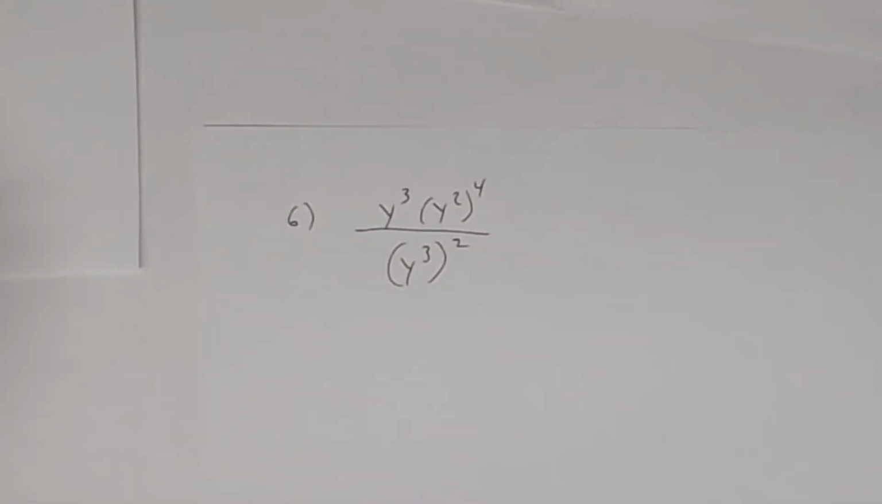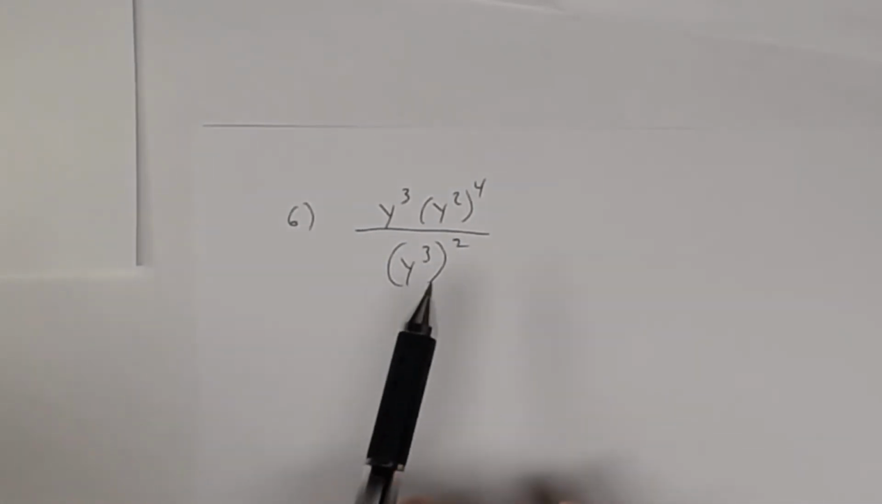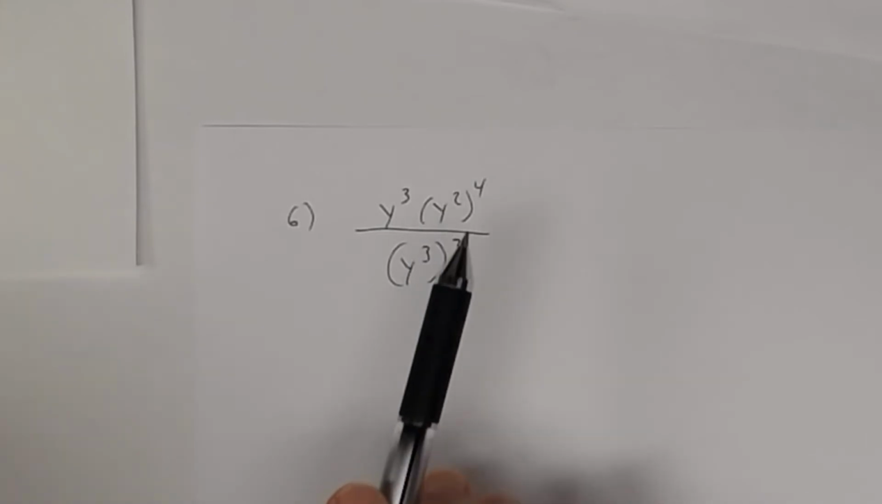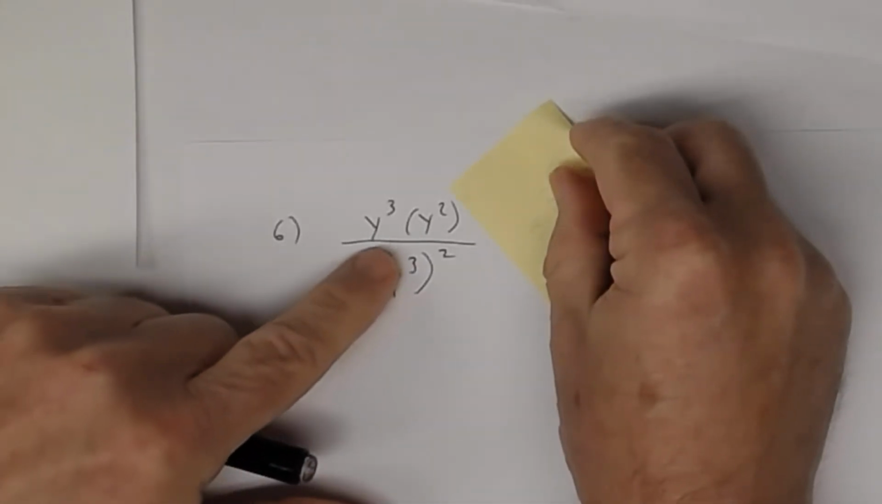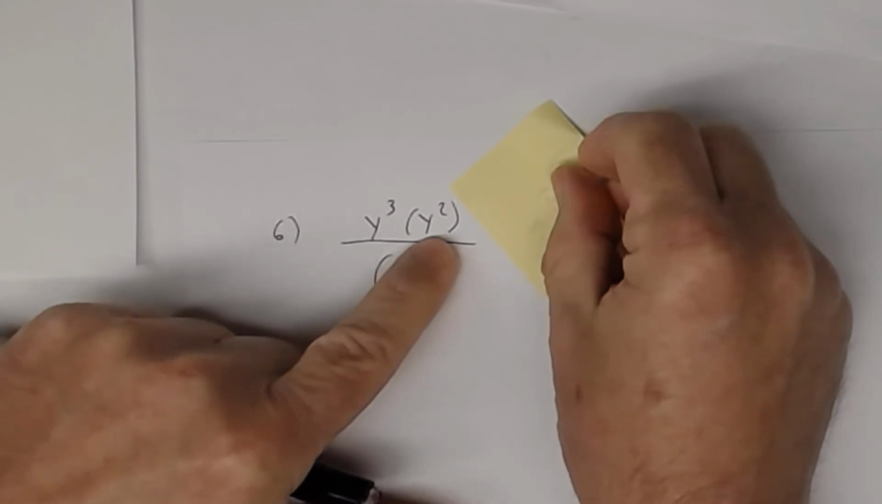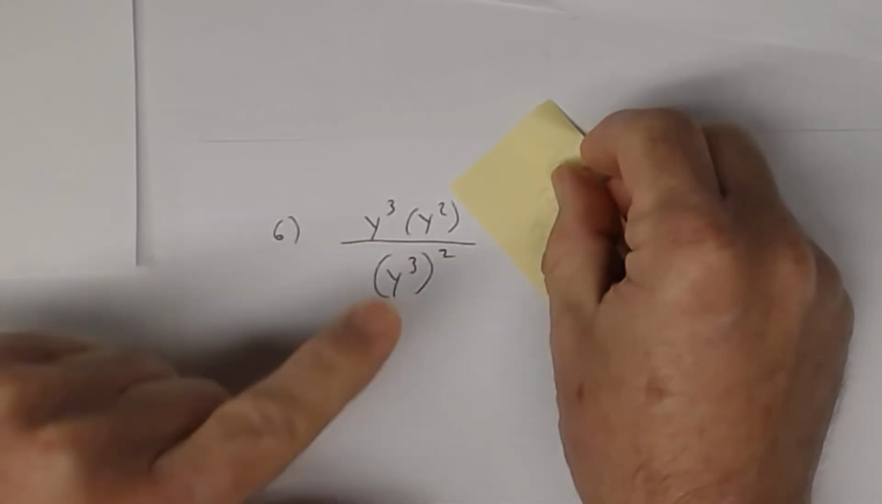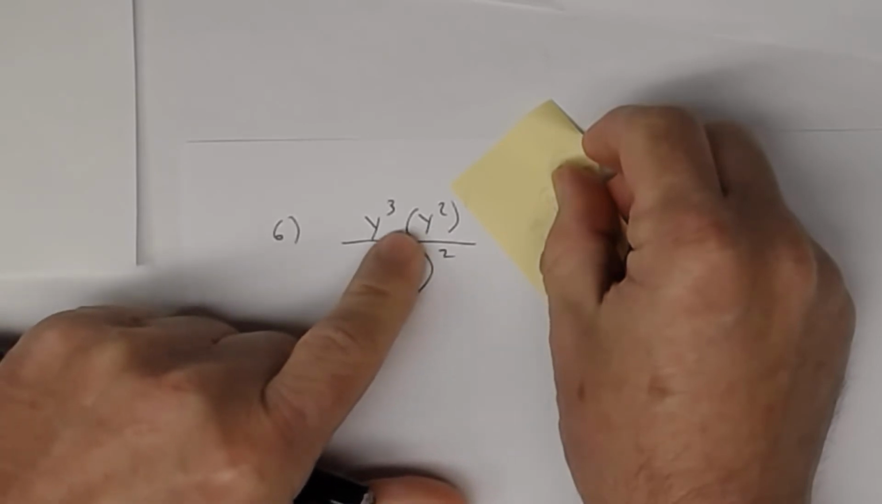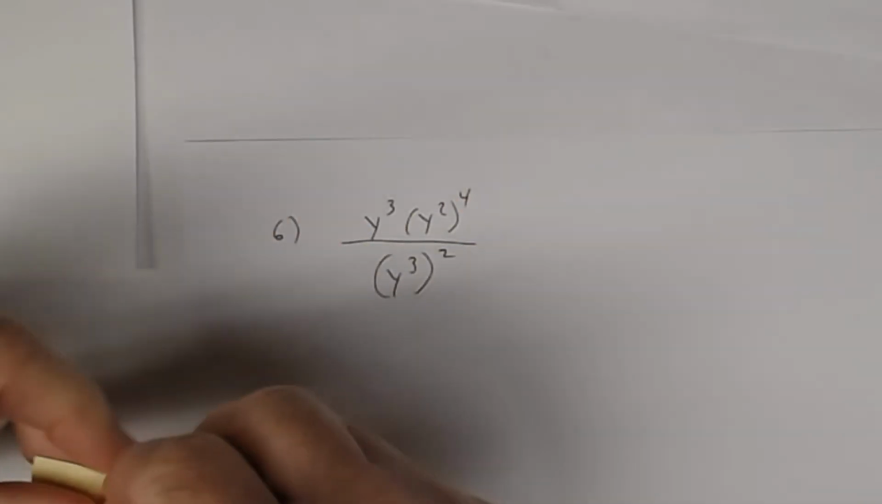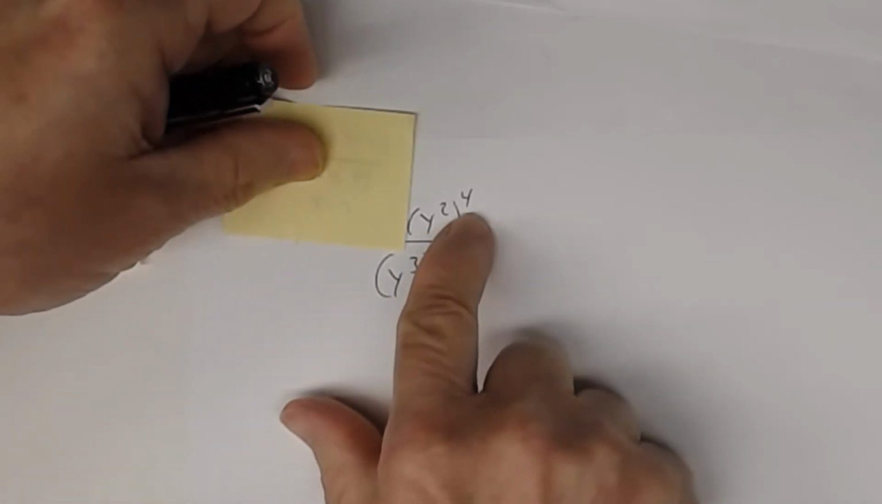All right, now you need to be a little bit careful with this one. So don't make the mistake. It is a mistake to just say y cubed times y squared is y to the, remember you multiply bases, add exponents, but you cannot do that here. So that is a mistake to say that's y to the fifth. And the reason is because this y squared is being raised to the fourth power.